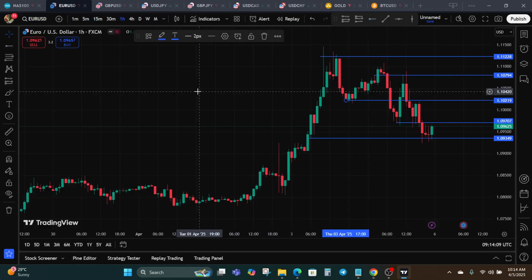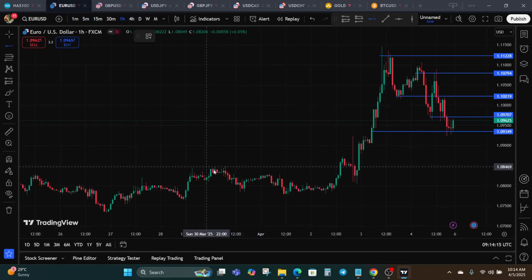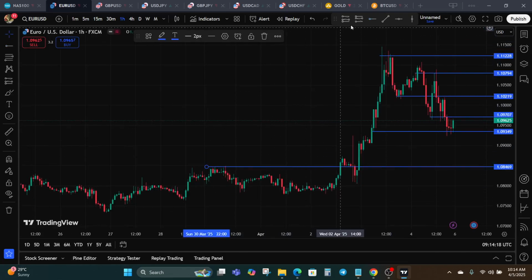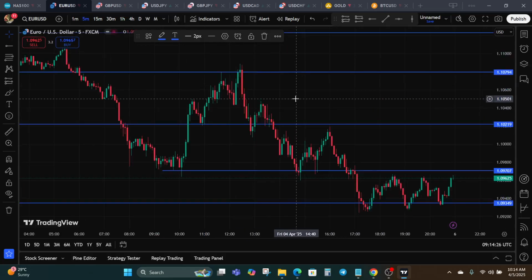So these zones act like magnets. When price breaks through them, it often moves fast. Once those zones are marked, you switch to the 5-minute chart and wait.